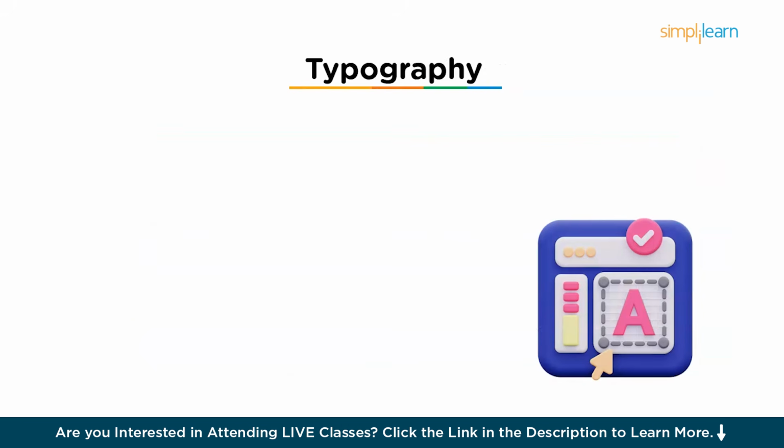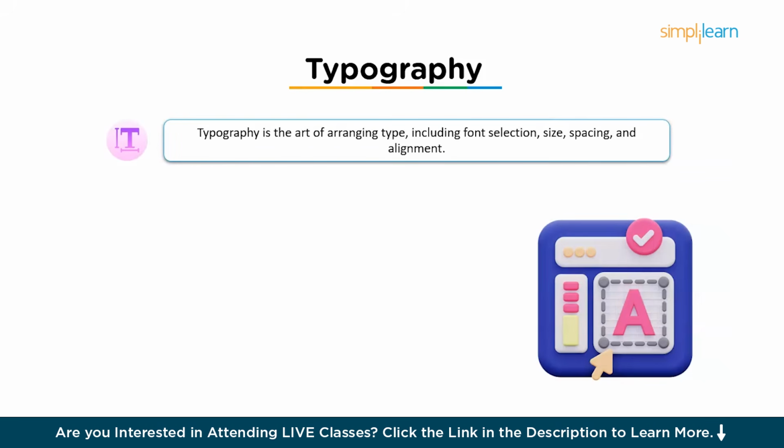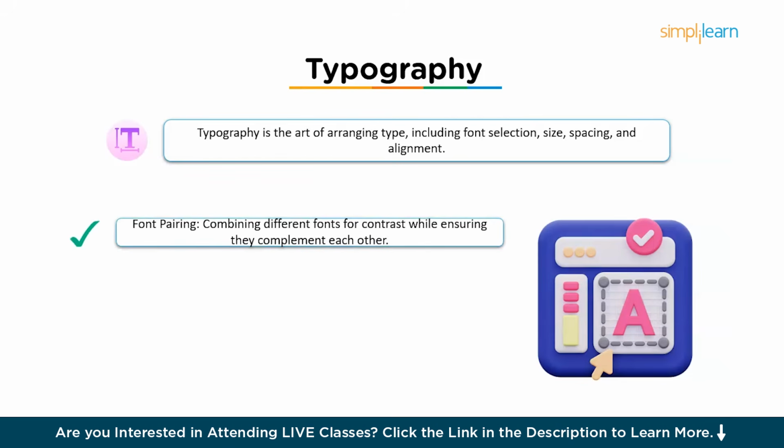Then we have typography. Let's understand what typography means. Typography is the art of arranging type, including font selection, size, spacing and alignment. It plays a key role in creating a readable and visually cohesive design. Then we have certain key concepts. The first one is font pairing. Combining different fonts for contrast while ensuring they complement each other is very necessary.